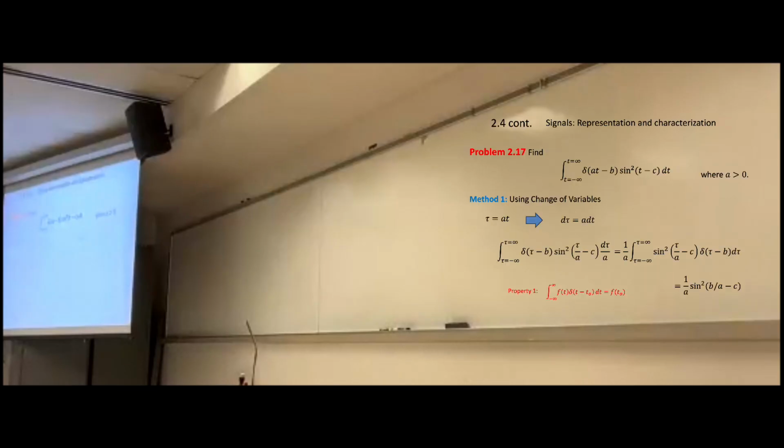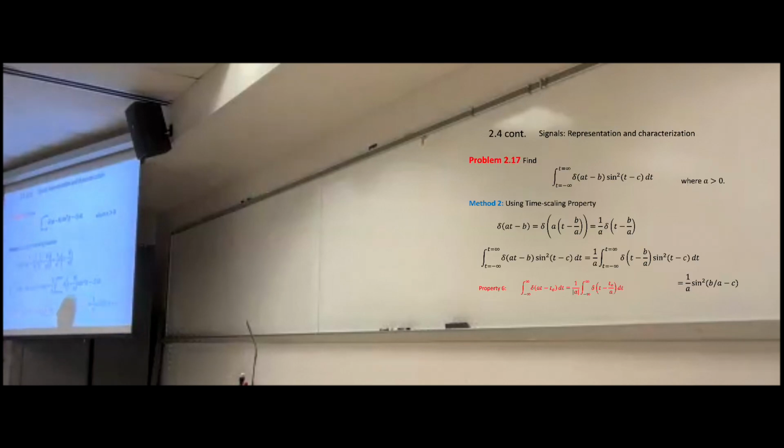Let's copy this down. So let's go through it real quick. There are two different methods that we can try. The first one is changing a variable. Since we have a t, there's a constant a, so we want to let a t equal tau, and then differentiate both sides. Then d tau equals a dt. Then you plug it in. Now we have 1 in front of tau, so we can use b, put it in here, sine squared b over a minus c, and we have a multiple of 1 over a.